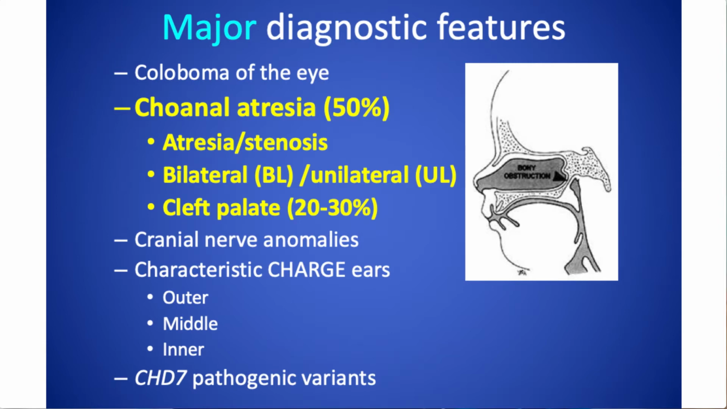The second of the major diagnostic features is choanal atresia. And about half of all individuals with CHARGE have this. So it's a little bit less common, but when it's there, it's very helpful. The choanae are the passages from the back of the nose to your throat that make it possible for you to breathe through the nose. Atresia means blockage. Stenosis means narrowing. Bilateral is both sides. Unilateral is one side. So you can have a blockage or a narrowing on one or both sides of the nose.